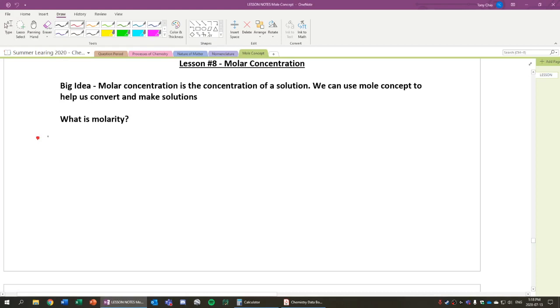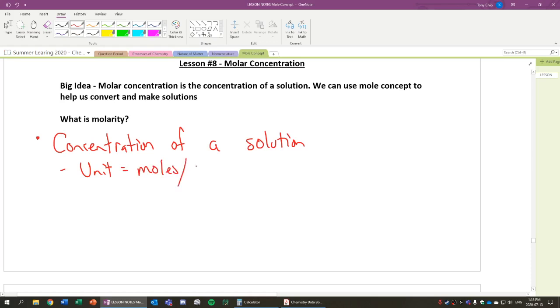Molarity is defined as the concentration of a solution, and the unit of it is moles per liter. But this is for a solution, so that means it's not STP. So that's a big one. It's not STP. So you could call it molar concentration.